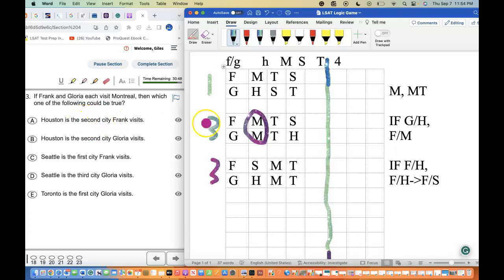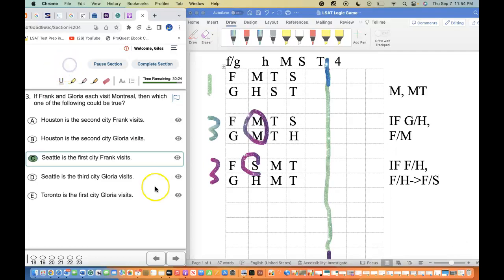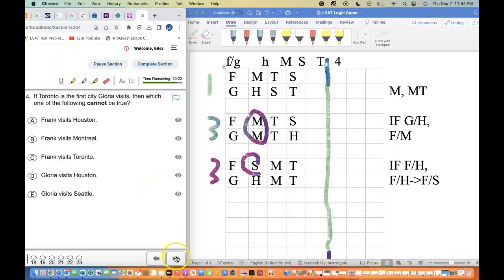Houston is the second city visited by Frank. I don't see that to be true. Houston is the second city visited by Gloria. I also don't see that. Seattle is the first city visited by Frank. I do see that as possibly being true. Seattle is the third city visited by Gloria, no. Toronto is the first city visited by Gloria, no. So question 3 we have C, which is going to be correct.